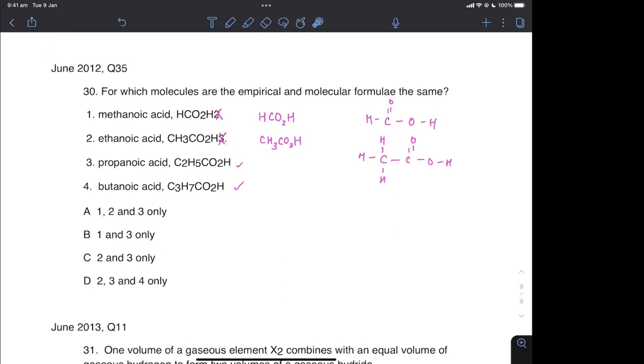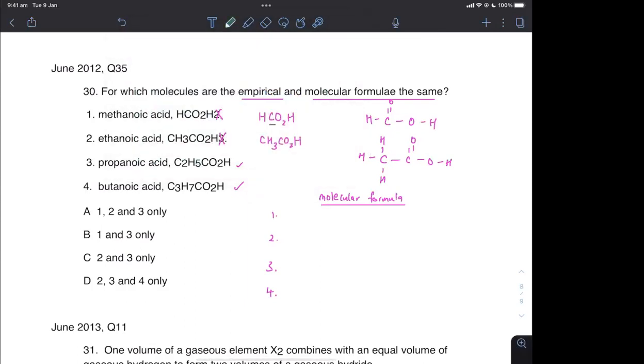Now, for which molecules are the empirical and the molecular formula the same? If I were you, I would jot down on the side what the molecular formula is first, because it's easy to count the actual number of atoms in one single molecule. I don't need to draw this out. This is multiple choice. I have 1 minute. This is what is going in my mind: I must be able to do this in 1 minute. Okay, don't waste your time.